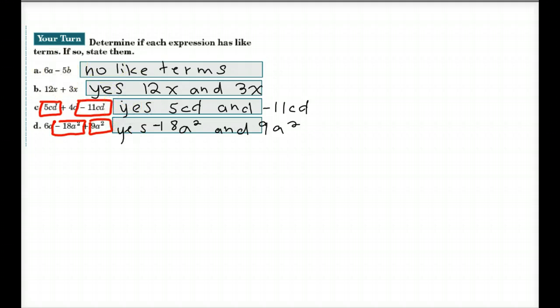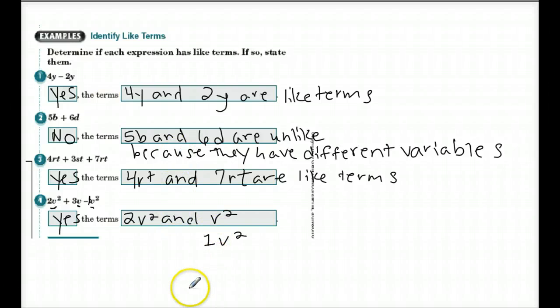But if we go back and look over here, we actually see that this here, and we should add it, is a negative v squared, or a negative 1v squared. So, and this is a negative 2y. Even though our variable is y and it's still like terms, we do want to take into consideration, like I said, that negative sign in front of the term.